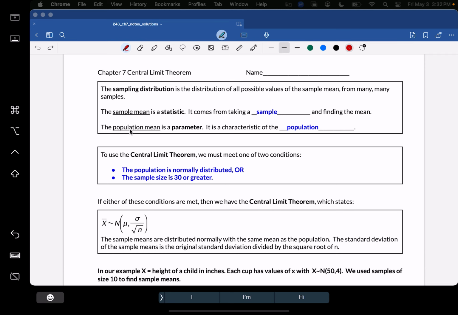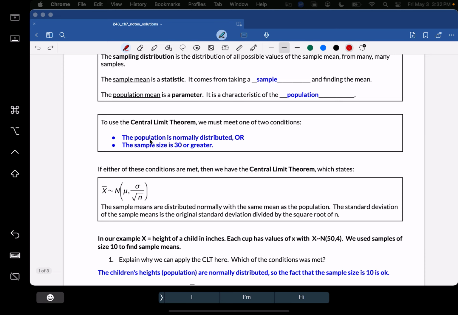Now, the central limit theorem has two different conditions. We must meet one of two conditions. Either the population is normally distributed or the sample size is 30 or greater. I've heard teachers argue about this, but for the purposes of this book, we'll just go with this rule. I don't know if this is universally accepted. I've had people argue with me on that, but anyway, we'll just go with it for this course.